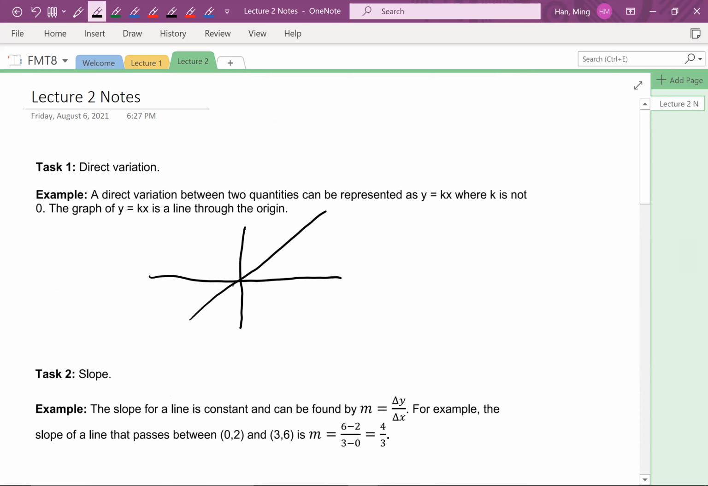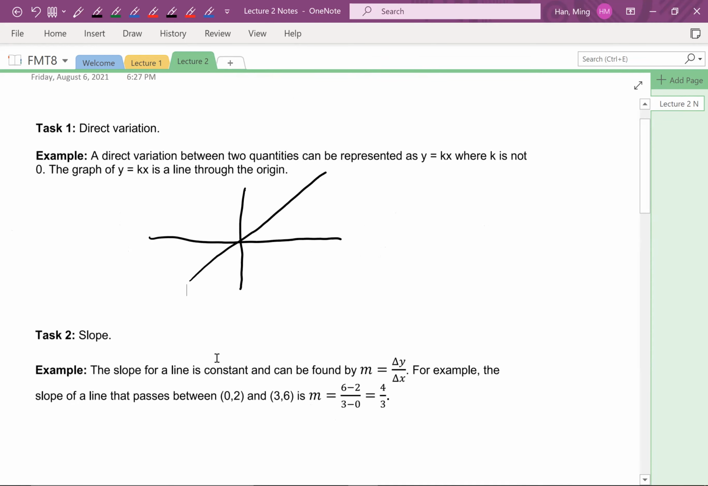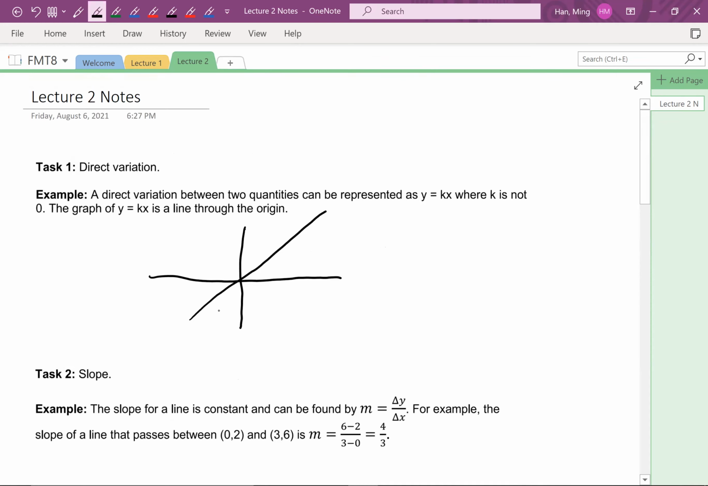And k is a constant, which I'll get to when we talk about slope. But k is a constant, and you can find k by looking at our next topic, which is slope. So you can find k by finding the slope, because k, the constant, is the same as the slope of this line that we have here.